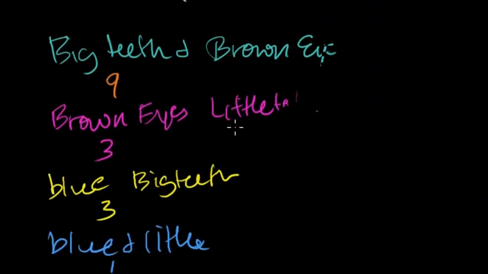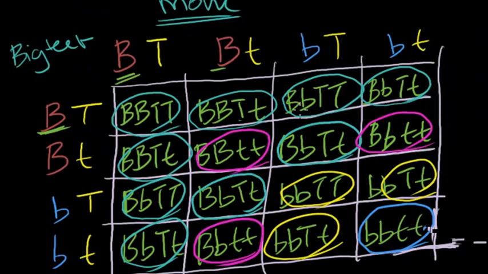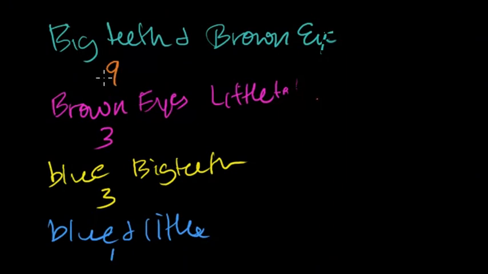So if you look at this and you say, hey, what's the probability of having a big teeth, brown-eyed child? These are all the phenotypes. There are 16 different possibilities here, right? There are 16 squares here. 9 of them describe the phenotype of big teeth and brown eyes. So there's a 9/16th chance. So it's 9 out of 16 chance of having a big teeth, brown-eyed child. What's the probability of a blue-eyed child with little teeth? 1 in 16.